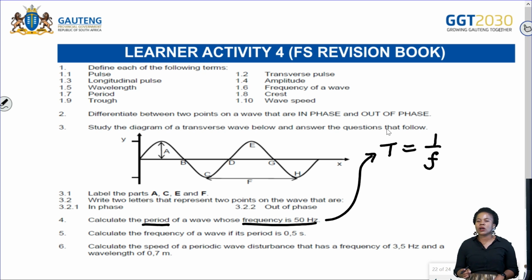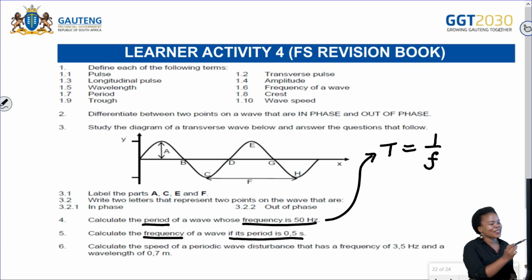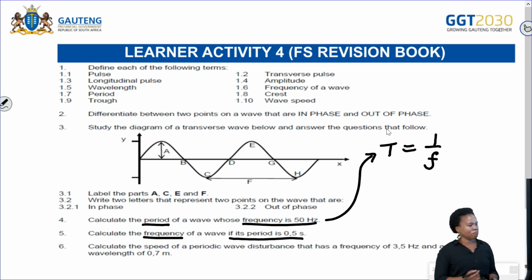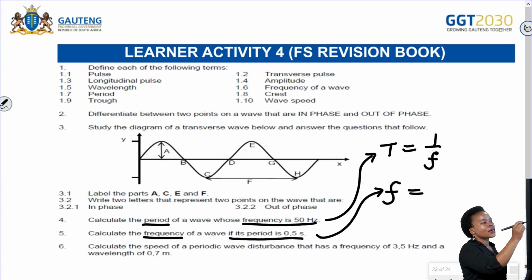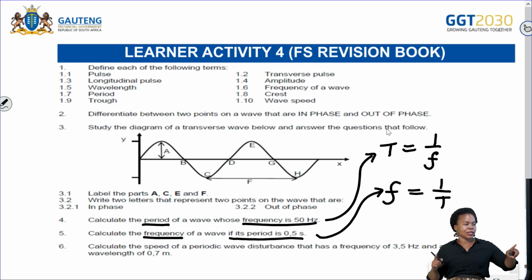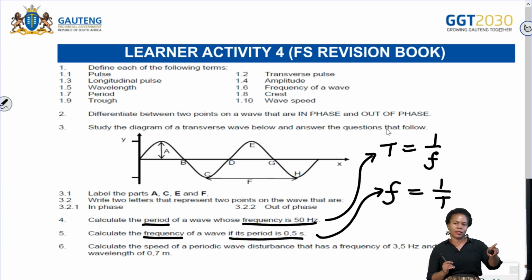Calculate the frequency of the wave. All right. If its period is 0.5 seconds. You say, how do I calculate my frequency? Frequency is therefore given as 1 over period. Period in this case is given to you as 0.5 seconds. Correct unit that they are. Time taken to complete one full wave.